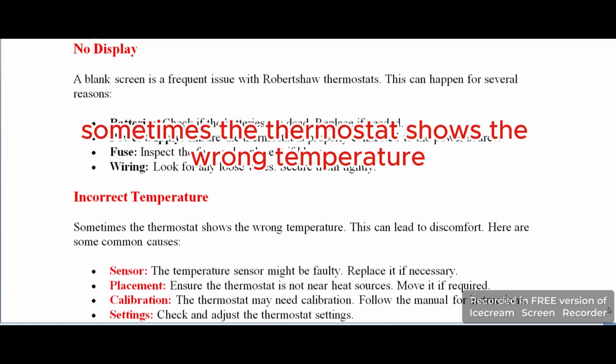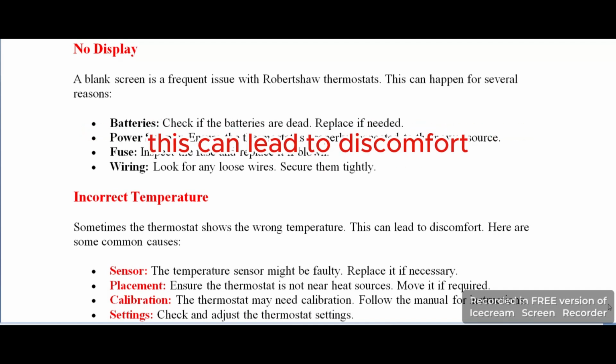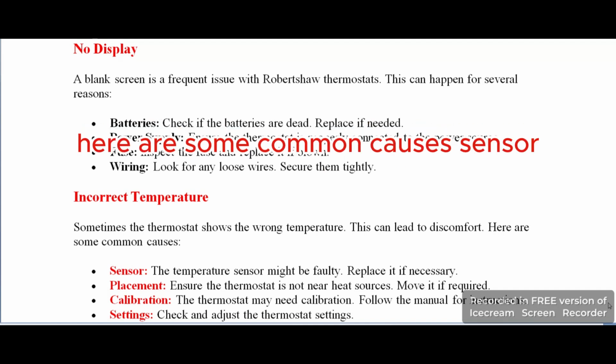Incorrect temperature. Sometimes the thermostat shows the wrong temperature. This can lead to discomfort. Here are some common causes.